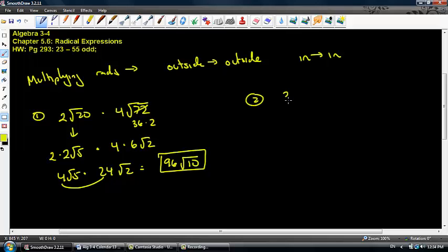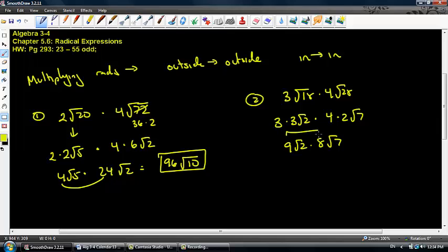Number 2, 3 rad 18 times 4 rad 28. Again, reduce first if you can. And so 3 times, let's see, that would be 3 rad 2 times 4 times 2 rad 7. So what I've got is 9 rad 2 times 8 rad 7. I can multiply everything. So I've got 72 rad 14.